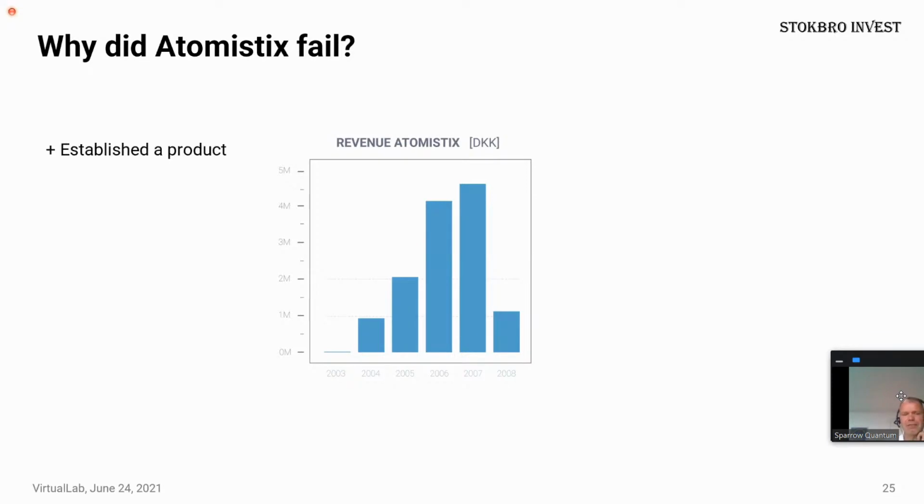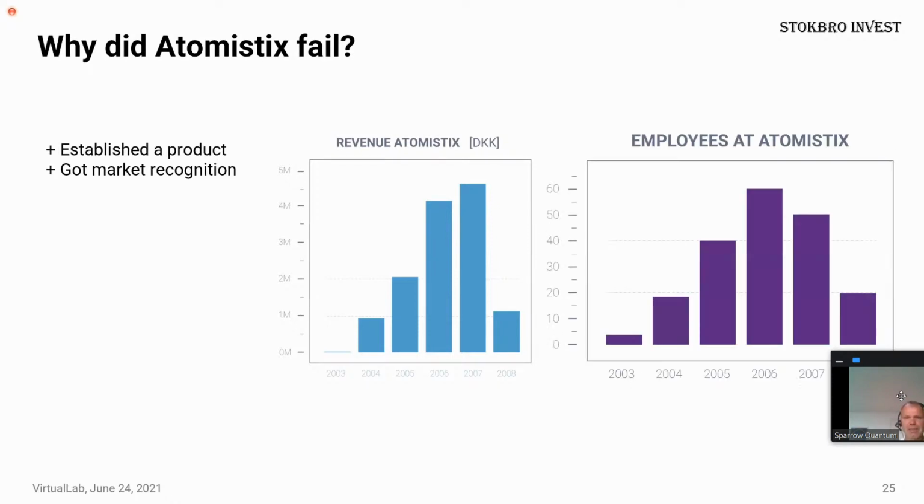I mean, we did a lot of things right. We established a product from scratch, got market recognition, but simply we hired too many people in too short a time. So many were not really productive, even though most of the employees were great people. But if it's not organized right, then it can be difficult to get new employees to really deliver.